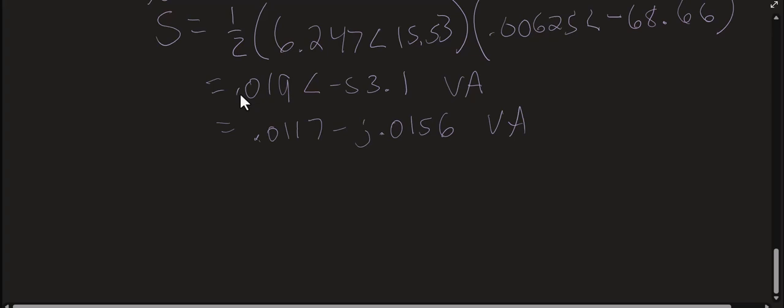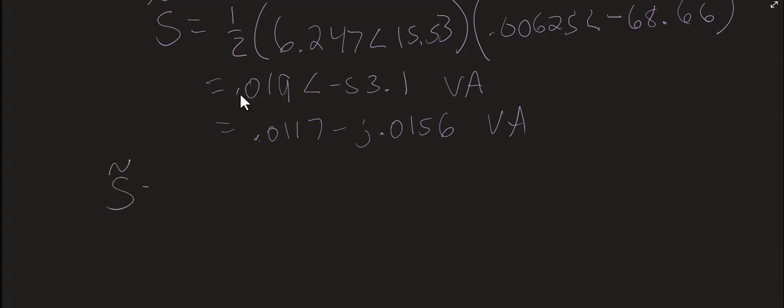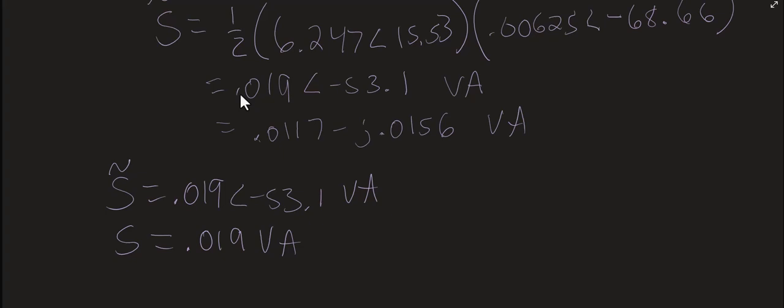Here is my complex power. It's 0.019 angle negative 53.1 VA. Here is my apparent power. It's 0.019 VA. It's just the magnitude. My real power is 0.0117 watts, and my reactive power is negative 0.0156 volt amps reactive.